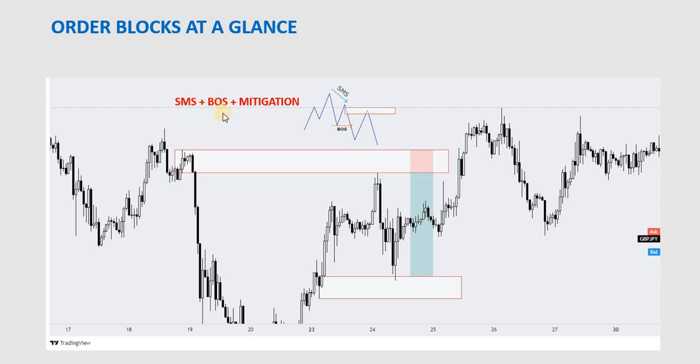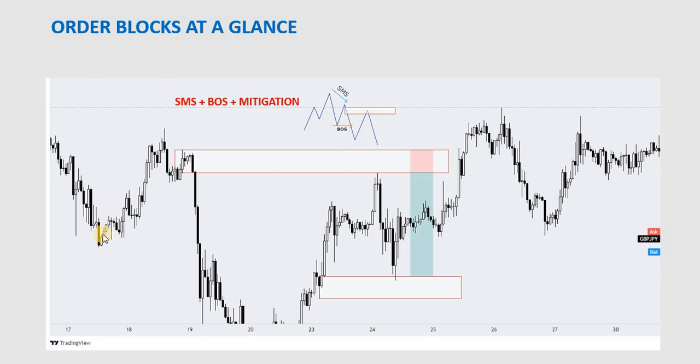shift in market structure plus break of structure plus mitigation. Price is making higher highs, higher lows, higher highs, and eventually price was not able to make a higher high and instead made a lower high. We say we have a shift in market structure. On top of that, we have a break of structure here. So we identify the order block that actually led to the break of structure. We wait for the mitigation of the order block and for continuation to the downside.